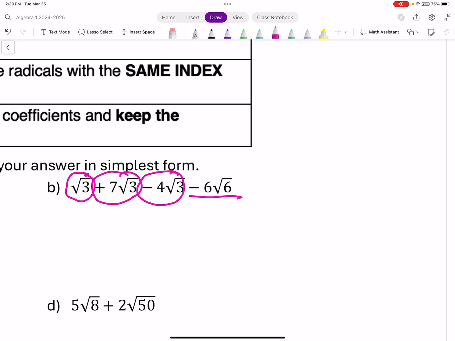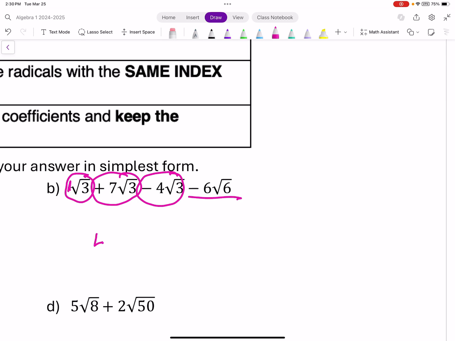Okay, so this is telling me I have 1 radical 3 plus 7 minus 4. So 1 plus 7 is 8. Minus 4 gives me 4, and I'm going to keep the radical 3. And then I'm just going to attach this radical 6. There's nothing to put it with, so it just attaches to my answer.